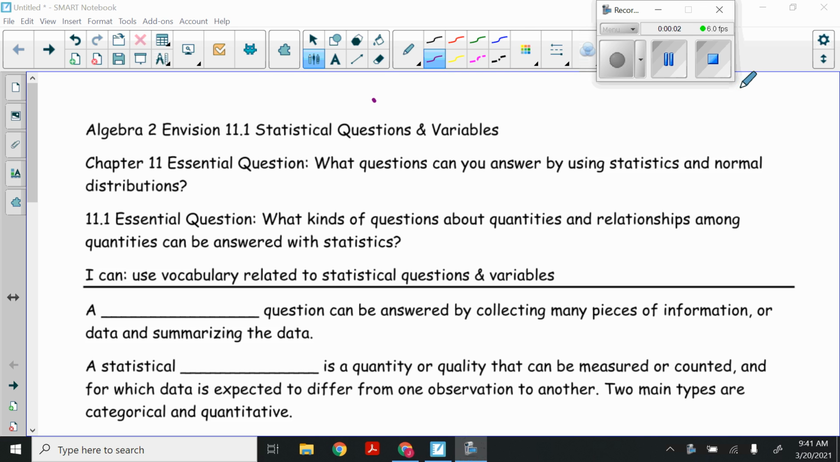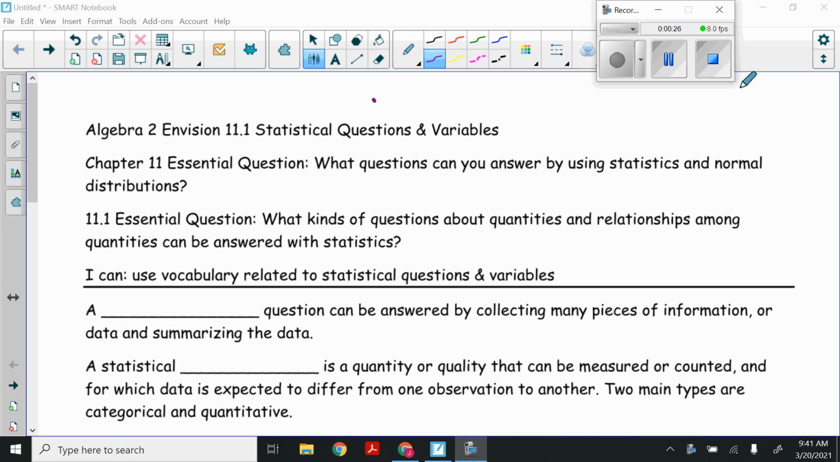So today in Algebra 2, we're going to start Chapter 11. We're starting with Section 11.1, which covers statistical questions and variables. Our Chapter 11 essential question: what questions can you answer by using statistics and normal distributions? 11.1 essential question: what kinds of questions about quantities and relationships among quantities can be answered with statistics?